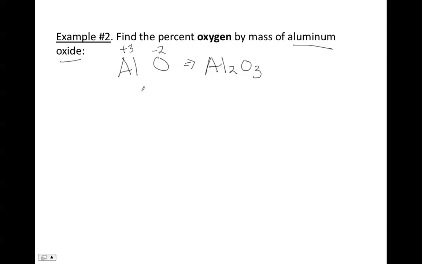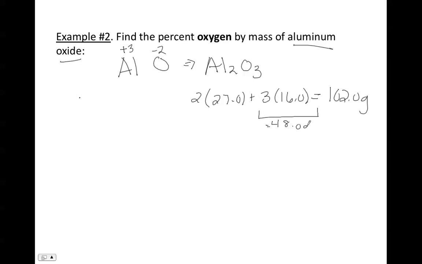All right, then we need to go ahead and calculate the GFM. So the GFM for that would be 2 times the mass of aluminum, which is 27.0, plus the mass of 3 oxygens, which is 16.0. So our total mass is 102.0 grams. And then I do want to make sure I also calculate the mass of the part, which is all 3 oxygens, and that has a mass of 48.0 grams.